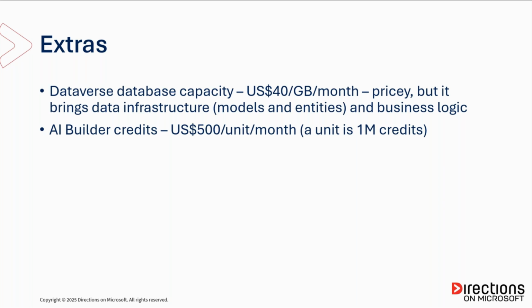What is a unit? A unit includes 1 million AI Builder credits, and these credits are consumed by the machine learning models that you use with AI Builder. So it's based mostly on the language model that's being used by your machine learning models and the operation being performed, which might be text analysis or image classification or object detection. So you'll have to consult a chart to determine how many credits you're going to burn through and the kind of work you're doing to determine what kind of AI Builder capacity you're going to need.